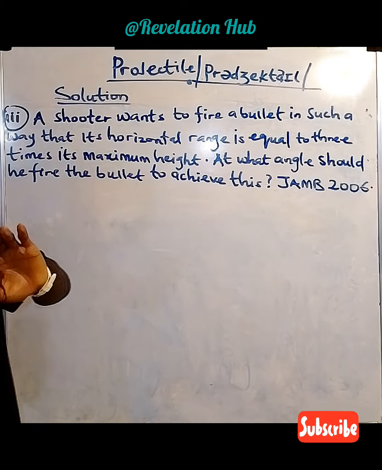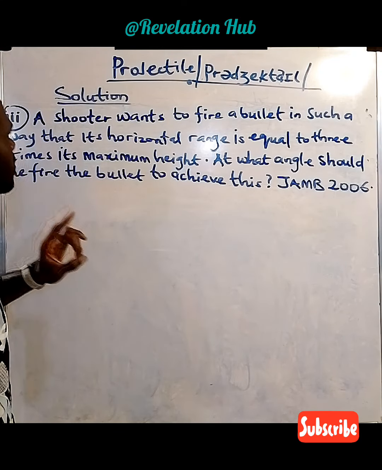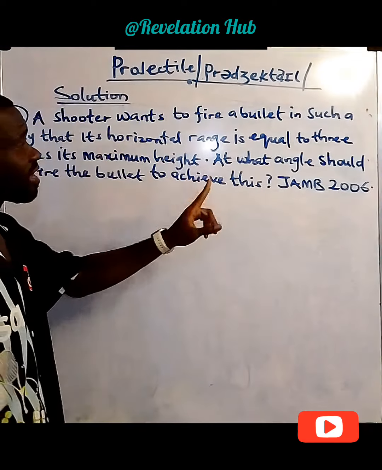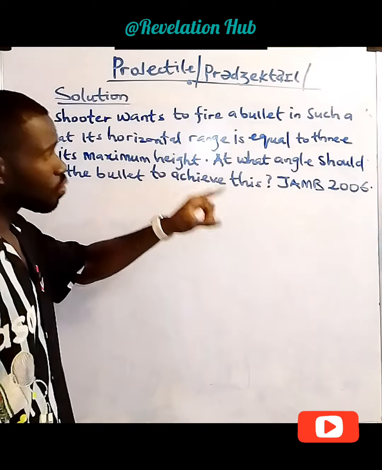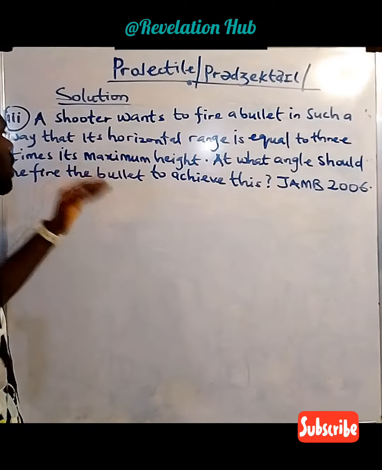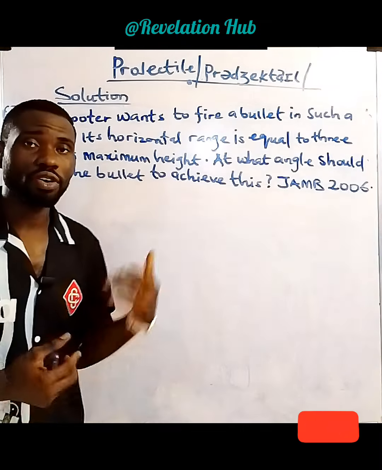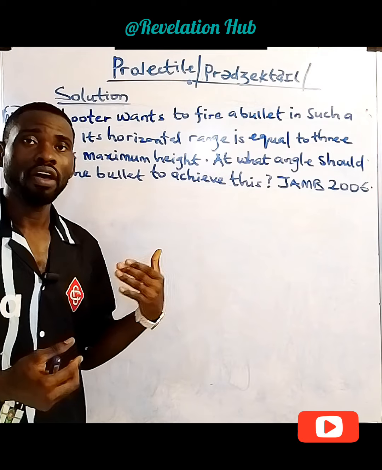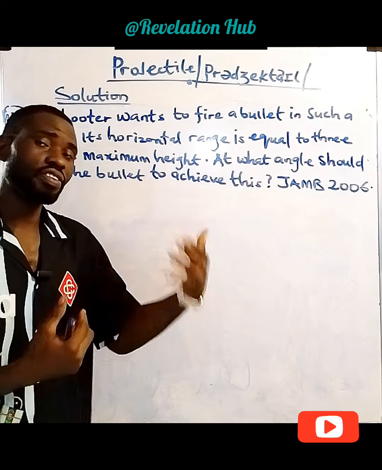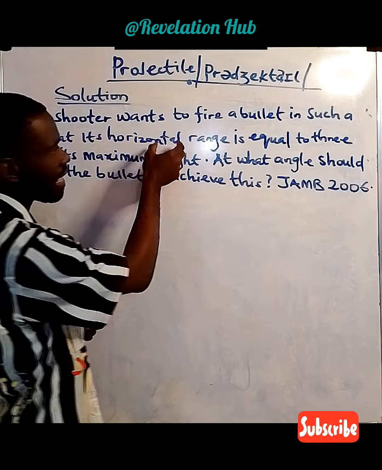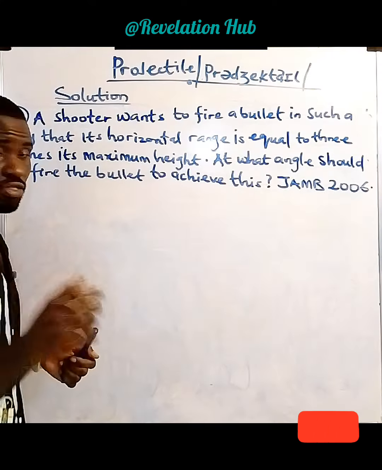A shooter wants something. What does he want? This is what he wants. He wants to shoot a bullet in such a way that its horizontal range is equal to 3 times its maximum height. So this question is very simple. There's no way you'll be able to understand what we're about to solve if you've not gone through the previous lessons, because you're going to be needing the formula for max height and horizontal range. So let's quickly write that down.